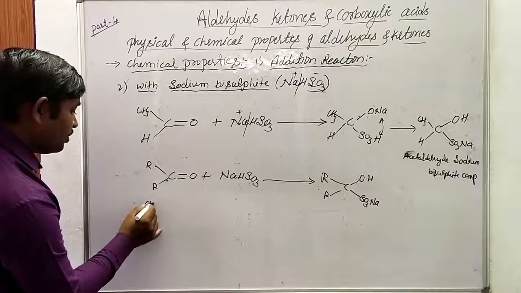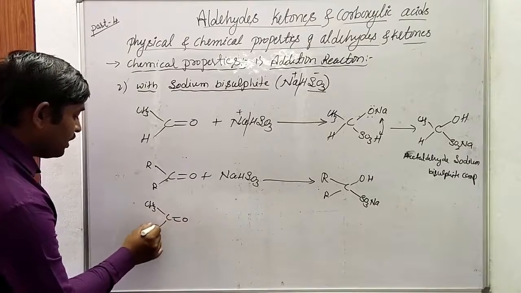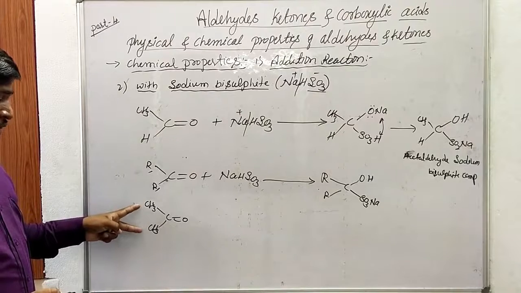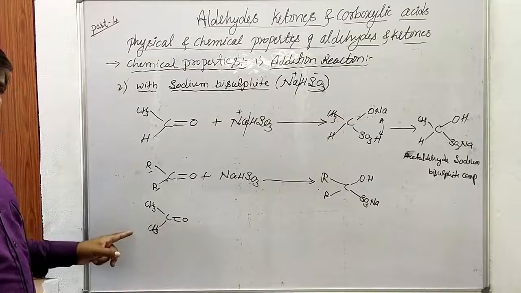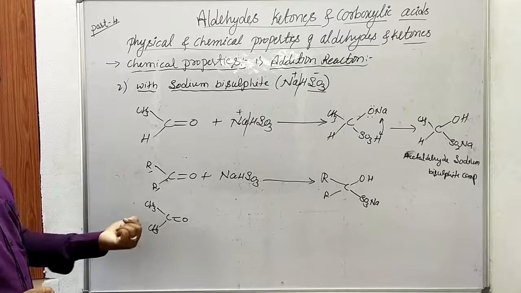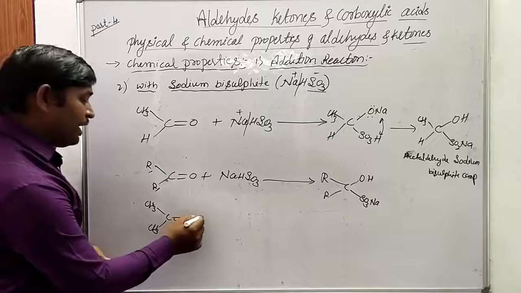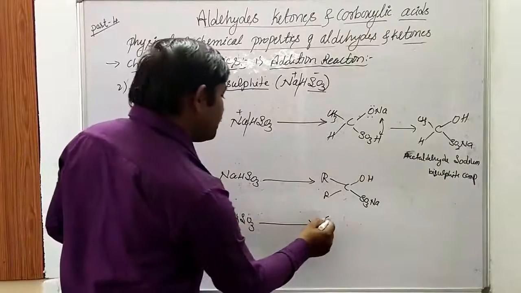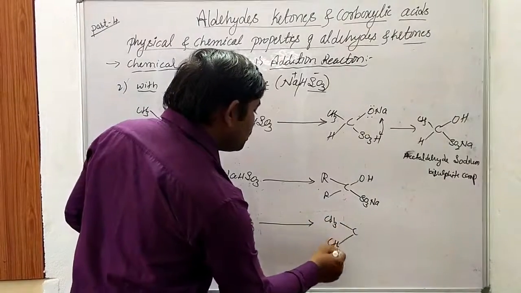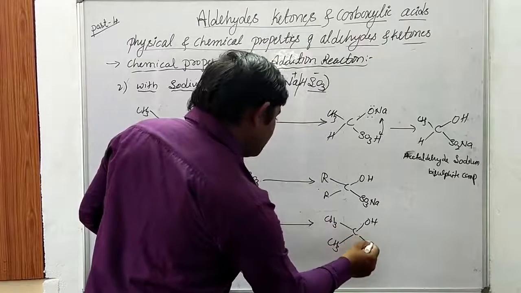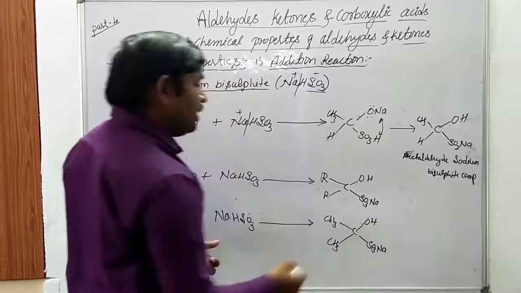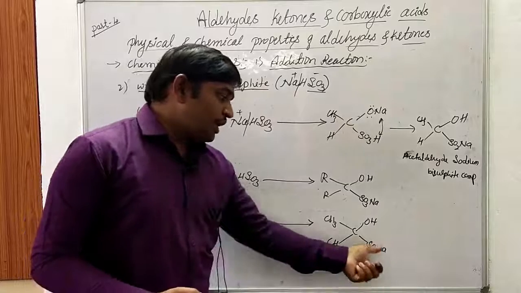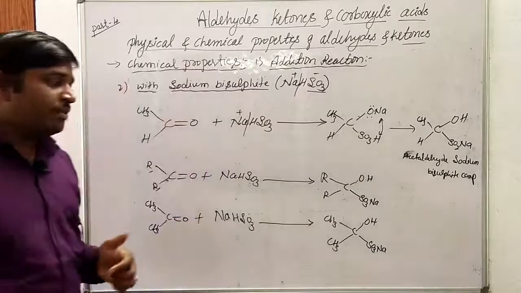Further, if you consider acetone, CH3 C double bond O CH3, in the acetone formula R is replaced by an alkyl group, or any hydrocarbon group. So CH3 forms acetone, or propanone, propan-2-one or 2-propanone is the compound. This 2-propanone, when it reacts with sodium bisulfite, leads to the formation of the corresponding addition product. This is OH, this is SO3Na. This product is called the acetone sodium sulfite compound.